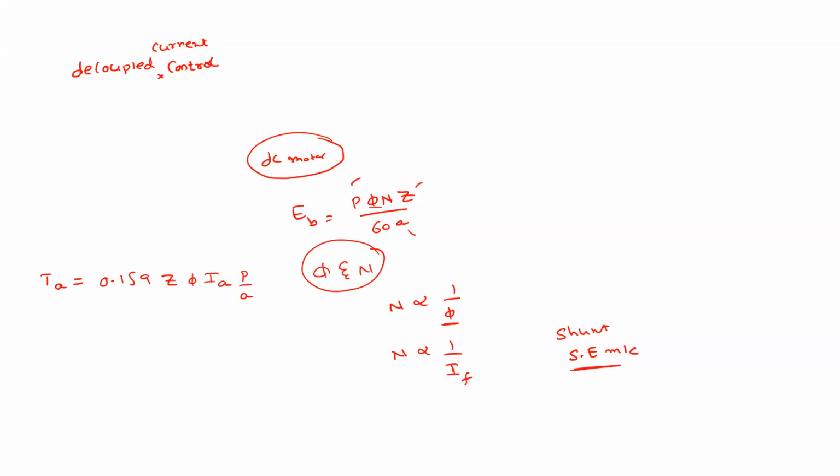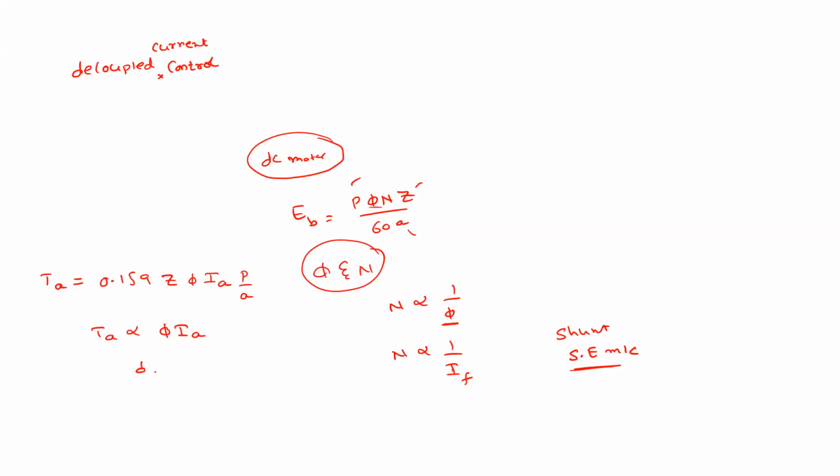This is the torque equation for a machine. Here Z is the number of conductors, phi is the flux per pole, and IA is the armature current, P is the number of poles, and A is the number of parallel paths. From this, TA is proportional to phi into IA. Remember this.